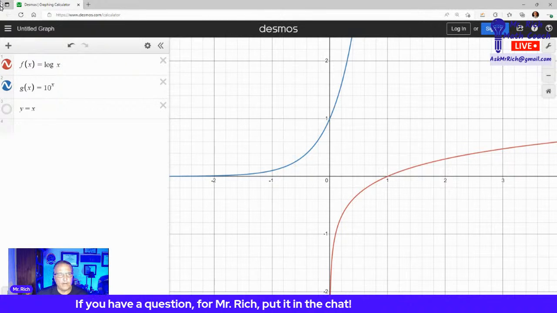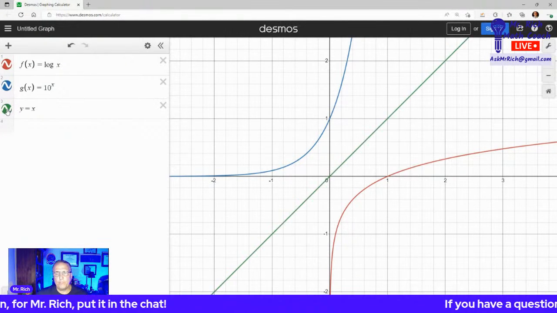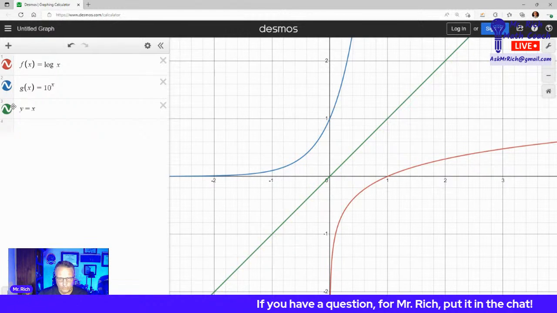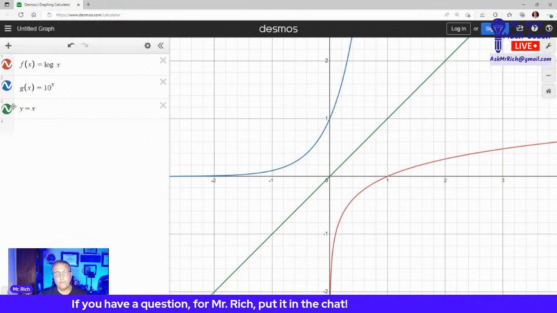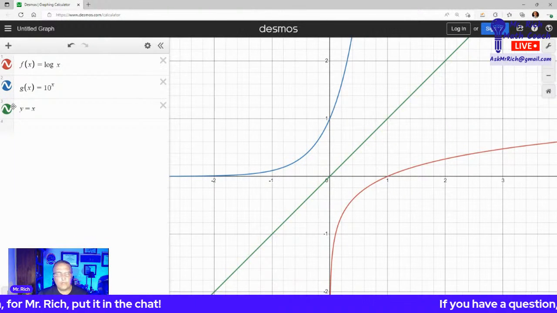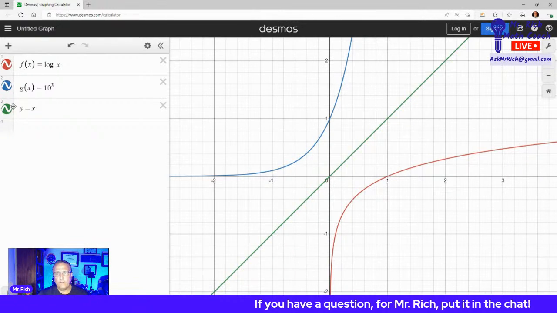We can confirm that graphically by graphing the line y equals x, because when we do graph that line, you see that they are mirror images of each other. They are reflections across the line y equals x. That's one characteristic of functions that happen to be inverse functions, is that symmetry across the line y equals x. So these certainly are inverse functions.